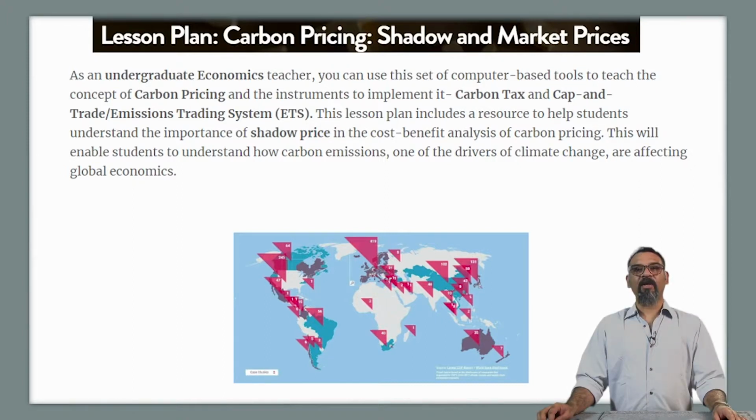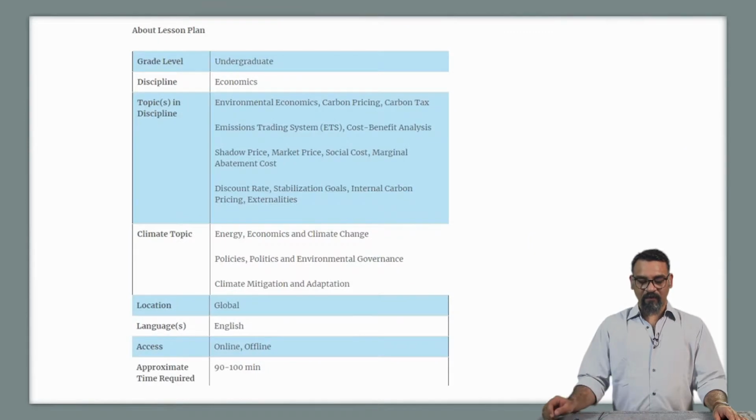As an undergraduate economics teacher, you can use this lesson plan to teach your students about carbon pricing, the instruments to implement it, that is carbon tax and cap and trade emissions trading systems. This lesson plan will include resources to help your students understand the importance of shadow price in the cost-benefit analysis of carbon pricing. This will enable your students to understand how carbon emissions, one of the main drivers of climate change, are related to global economics.